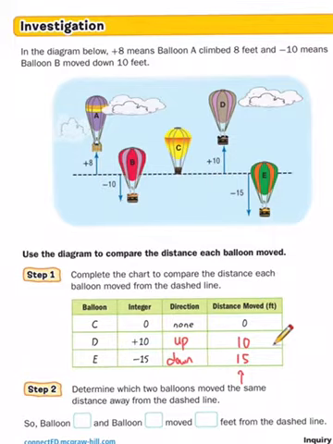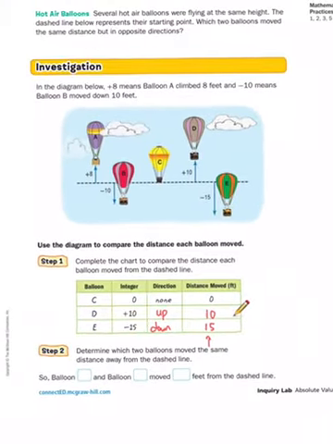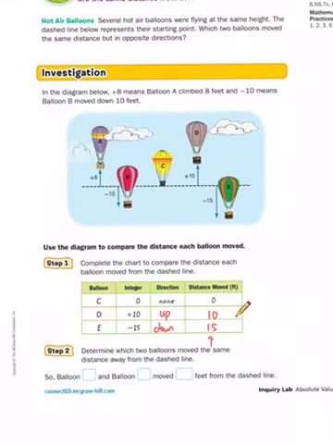Now, in step 2, it says determine which two balloons move the same distance away from the dashed line. So you have to decide, balloon blank and balloon blank moved blank feet from the dashed line. So find the two that move the same. Pause the video. When you have those 3 boxes filled in, restart it and see if you were right.